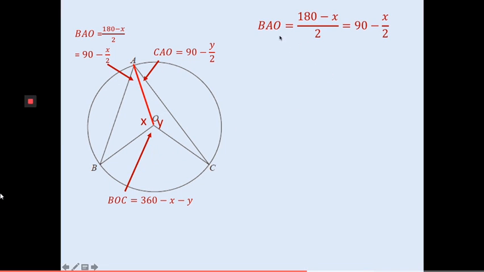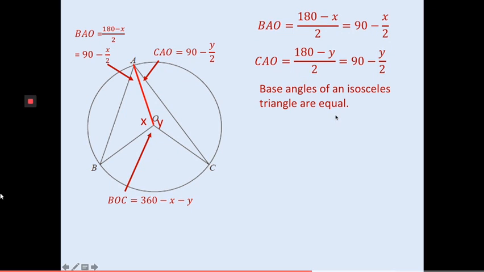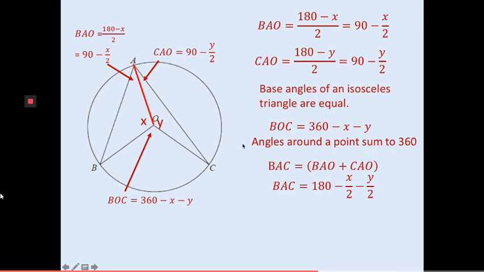So here's what I'd write down in the exam. I'd explain what I'd done to calculate BAO and CAO, and I'd put my reason. Base angles of an isosceles triangle are equal. Next, I would explain how I calculated BOC: angles around a point add up to 360. Then I would do a calculation. I'd say this angle here, BAC, is equal to these two added together. Add those together and we get 180 take away x over 2, take away y over 2.